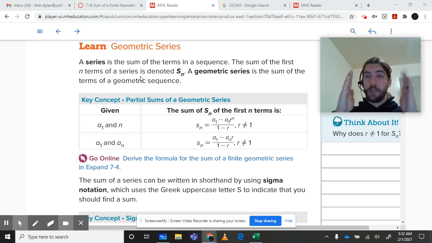So you can pick a range. You can say for the first 3, or you might just say from the second day to the fourth day, how much does he eat total? That would be a series as well. Okay, so it's just a sum of a certain number of terms.